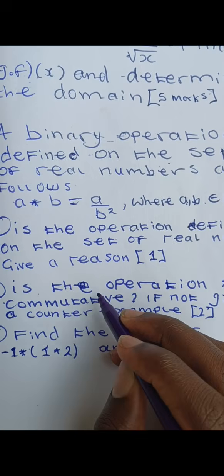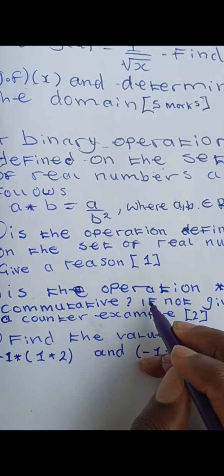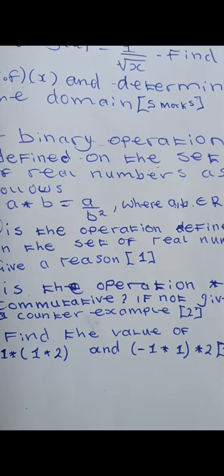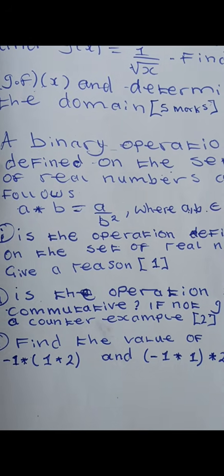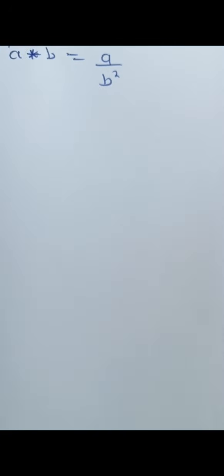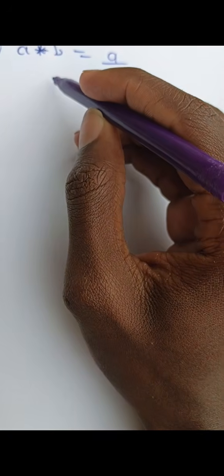So here they're saying, is the operation commutative? If not, give a counter example. Some people, when they say counter example, they get confused. Okay, so let's proceed. So they're saying what?